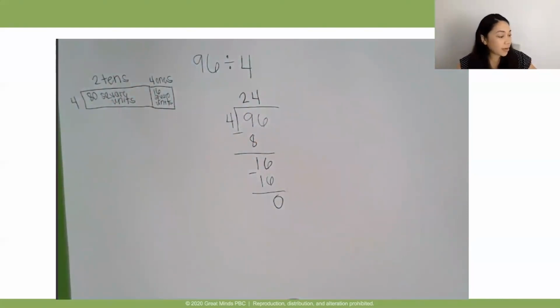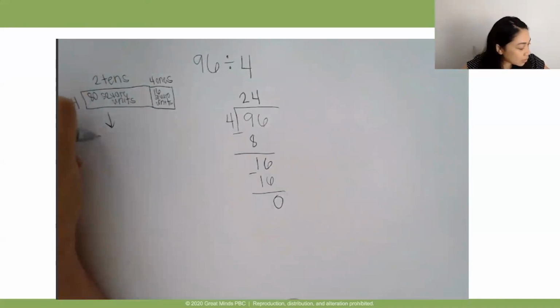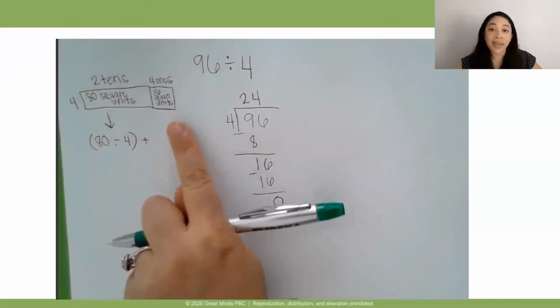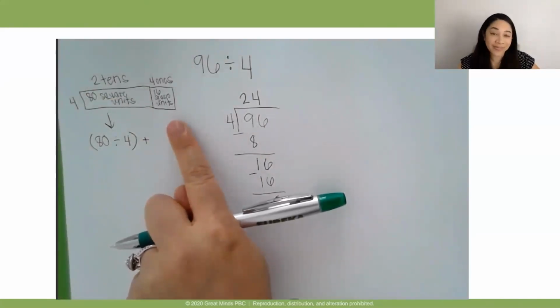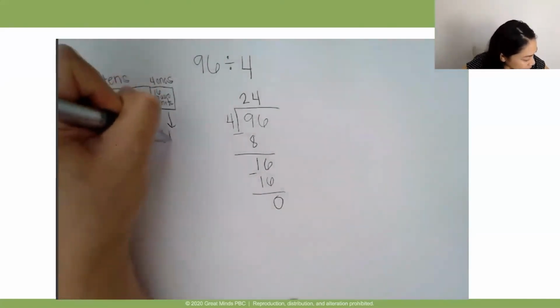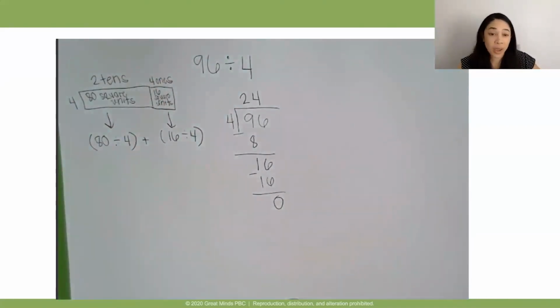Let's start with the first part of 80 square units. What expression can we write to illustrate how we determine the unknown side length of this part? We did 80 divided by 4. And this other part? 16 divided by 4. Go ahead, and if you haven't yet, write this equation on your paper, and then go ahead and solve.